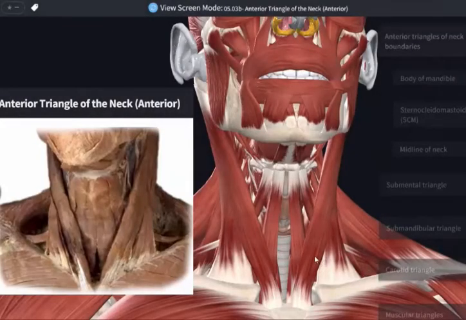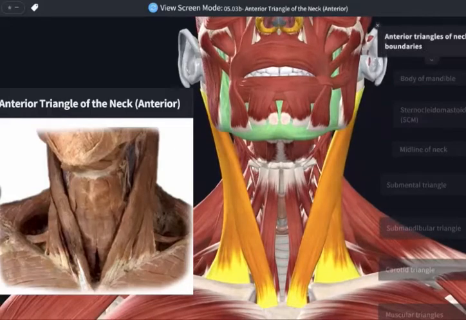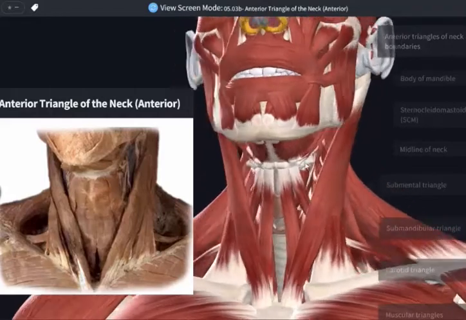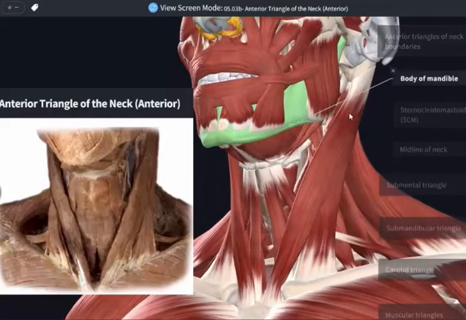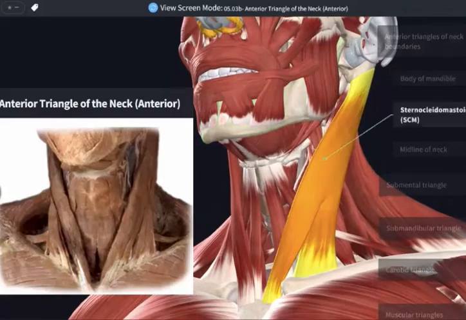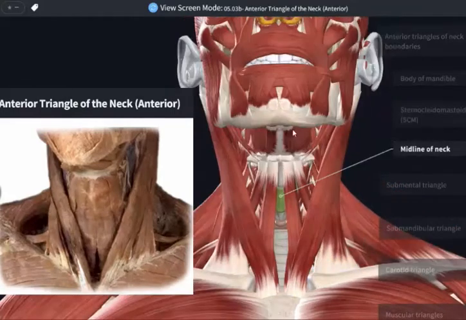Okay, so now we've switched the view into an anterior view, and we also have a cadaveric image here that shows us the respective muscles. So the boundaries of the anterior triangle of the neck, we can see it nicely here. Everything except for the midline of the neck is highlighted. But the midline of the neck, together with the mandible and the sternocleidomastoid, forms the boundaries of the anterior triangle. Okay, so body of the mandible, sternocleidomastoid, the midline just would be depicted as a straight line down here.